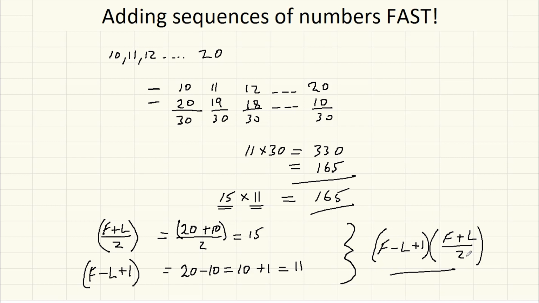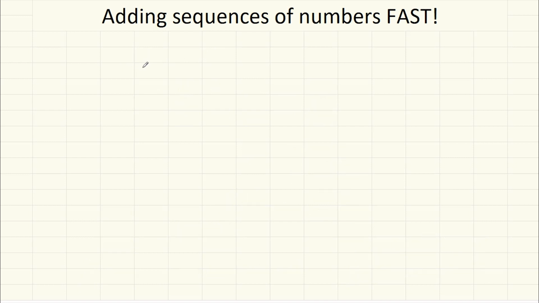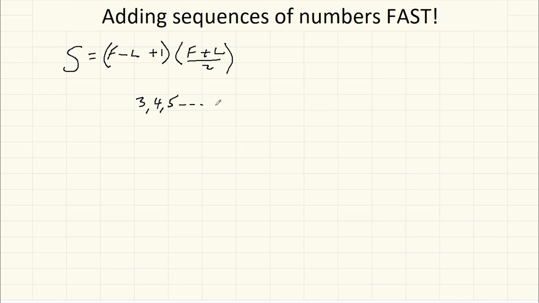So let's try a few. Okay, let's just write our formula down again. It was the first term less the last term plus 1, multiplied by the first term plus the last term divided by 2. Okay, that gives us a sum for the entire sequence. Okay, let's choose a sequence. Let's try 3 plus 4 plus 5 all the way up to 12.